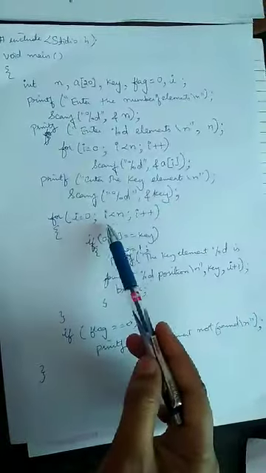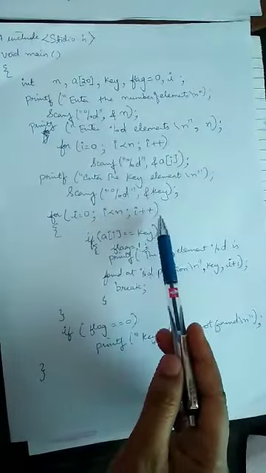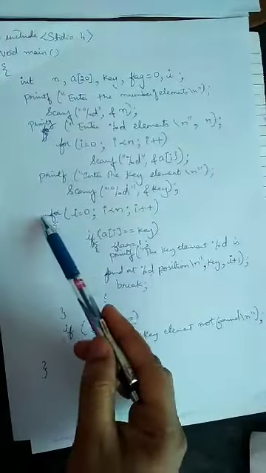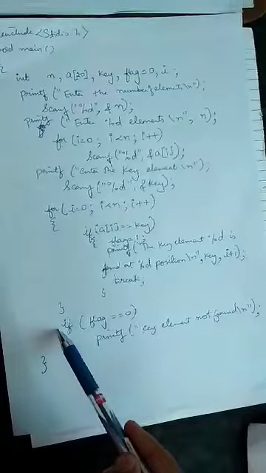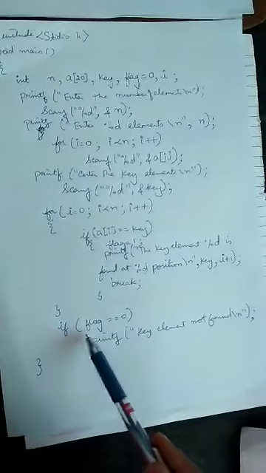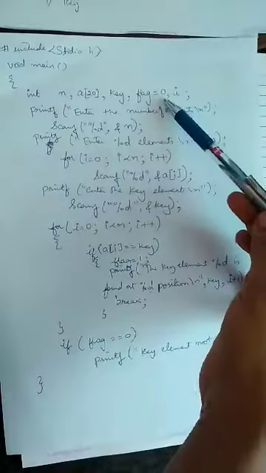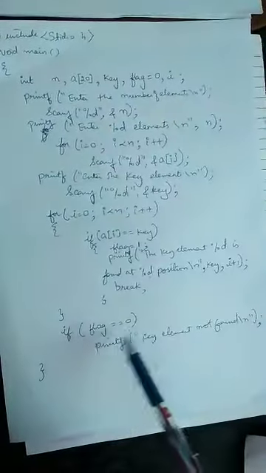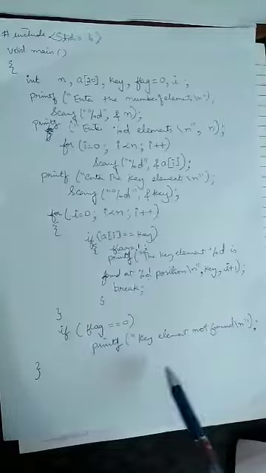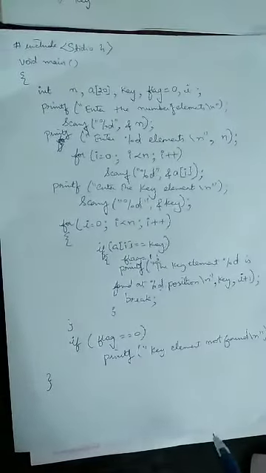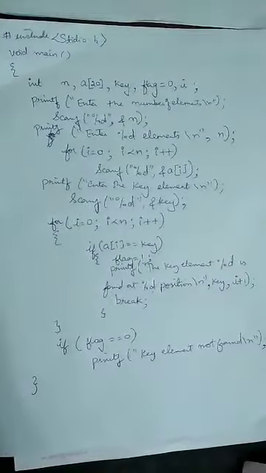In case my key element is not present in the list, then it will traverse throughout the for loop, and once the for loop fails, the control will come out of the for loop, and outside the for loop we have an if condition. The flag will be 0 since we have initialized it to 0 here. So if it is 0, we can just print a message that key element is not found. So this is your linear search. Thank you.